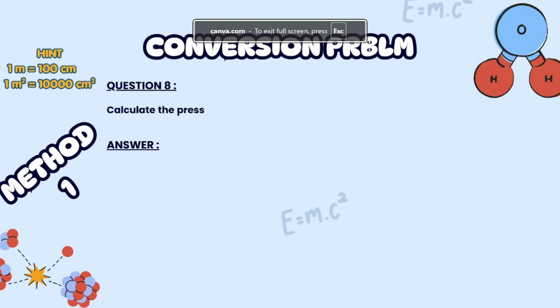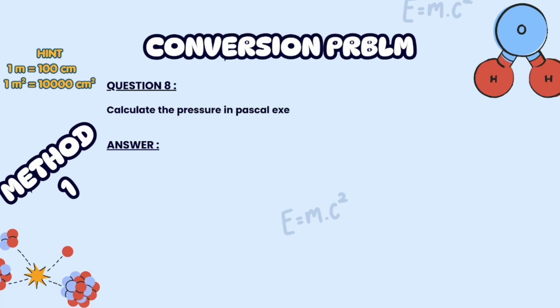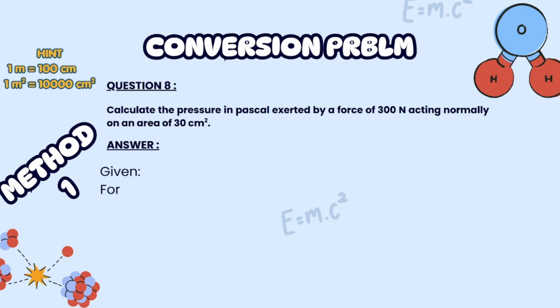So let us move to the question number 8. Calculate the pressure in Pascal exerted by a force of 300 Newton acting normally on an area of 30 square centimeter. So we have to calculate the pressure in Pascal. Pascal is the SI unit of pressure. So all are given force and area should be in SI unit. What is given? Force, nothing but thrust, because it is acting normally on an area.